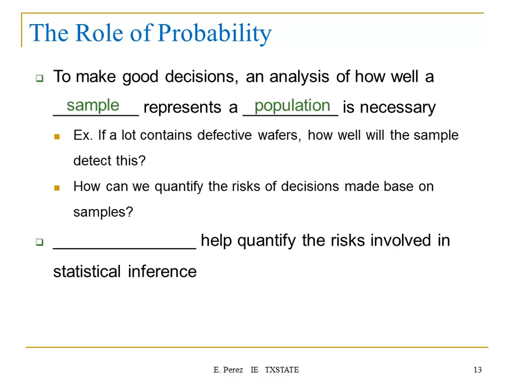Okay, so how can we quantify the risk of decisions based on the sample? Probability models help quantify the risk involved in this type of analysis, statistical inference. So we're going to use probability models to measure to some degree how good our samples are and how well they represent our population.